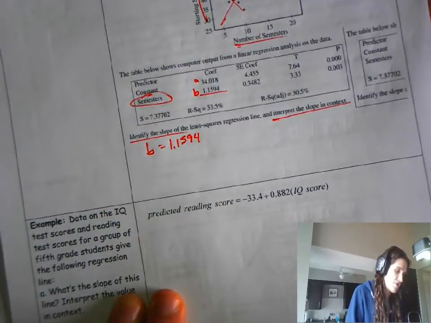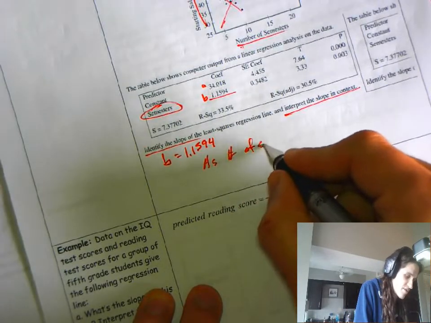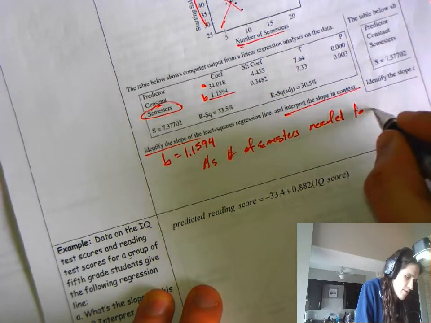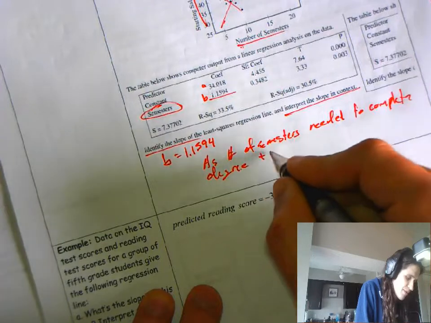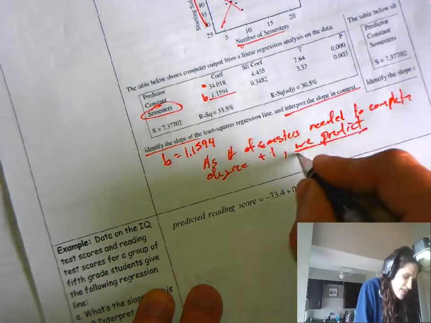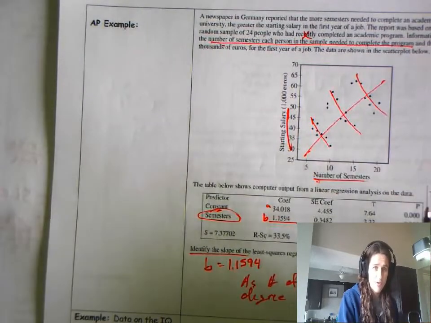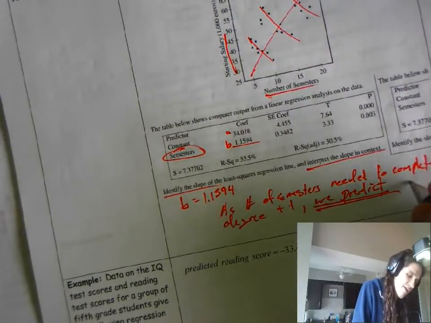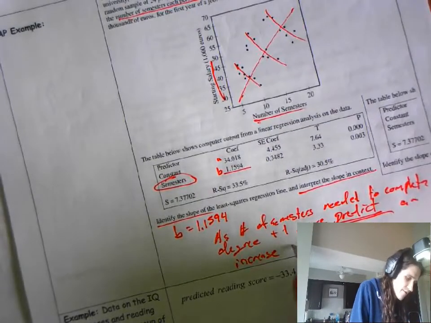Something going on there. Interpret this slope in context. As the number of semesters needed to complete the degree goes up by 1, we predict. We are always going to use this prediction word because that's what this line does. It makes a prediction. Does it perfectly talk about all those points? No, it misses most of them. But we predict an increase. What's the response variable? Starting salary.